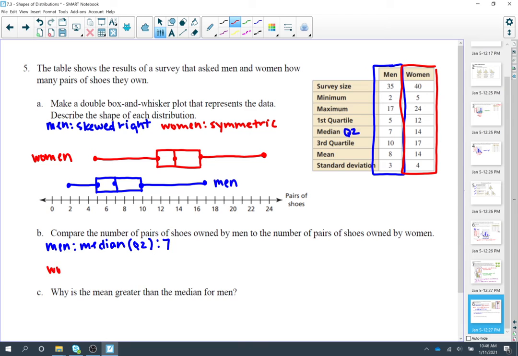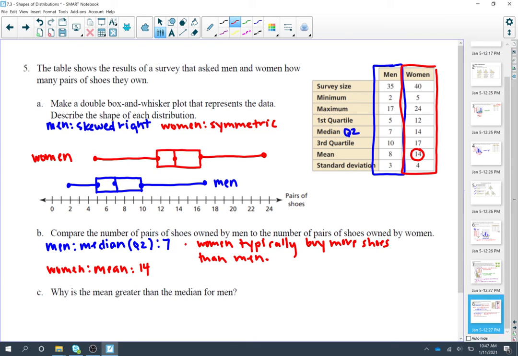Women. Well, women is symmetric, which means I should probably use the mean. So if I go up to the mean, and I'm looking at my women, that's 14. Well, 14 is typically the amount of pairs of shoes that women are buying. So I could say women typically, okay, this is not all, buy more shoes than men.